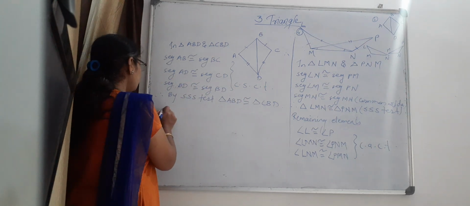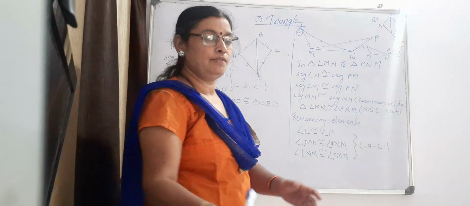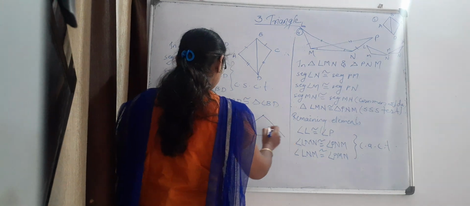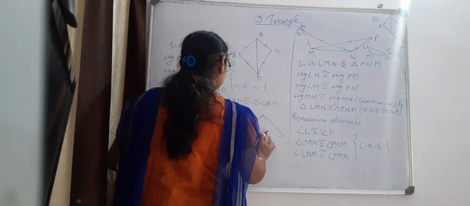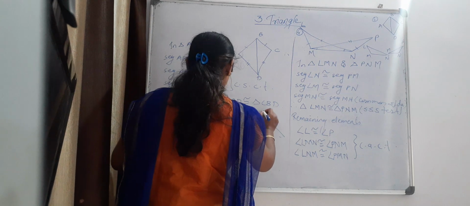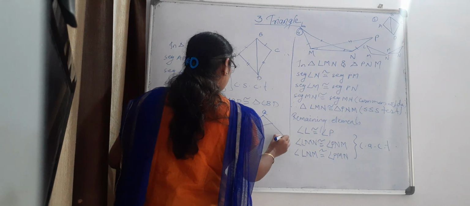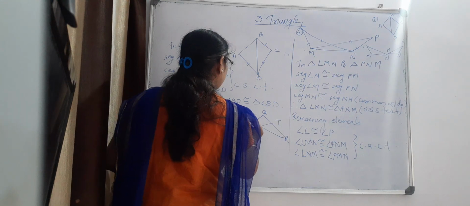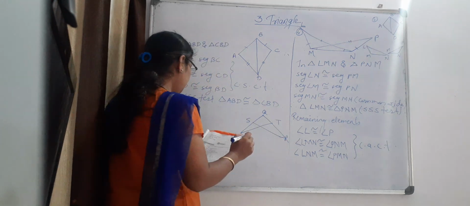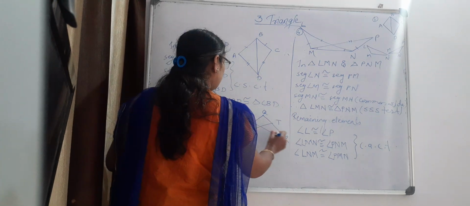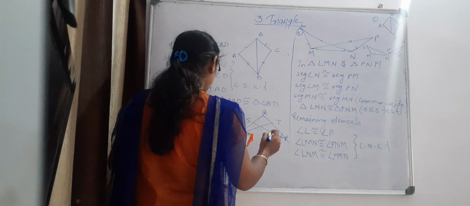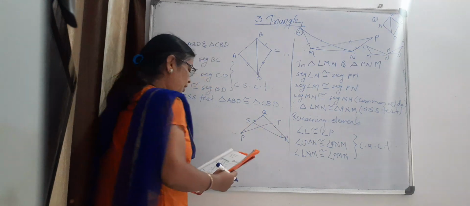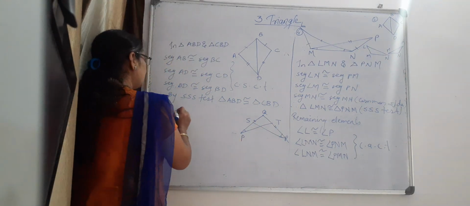Now see the sixth question. In the sixth question, what is given? A triangle is given. This type of triangle is given. Here Q, T, R, P, S. And what is given? Angle P is congruent to angle R. Then PQ is congruent to RQ. You have to show that triangle PQT is congruent to triangle RQS.